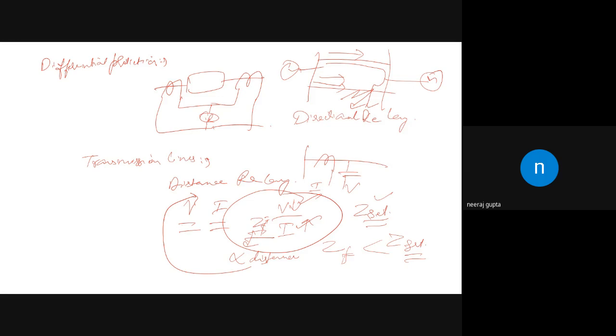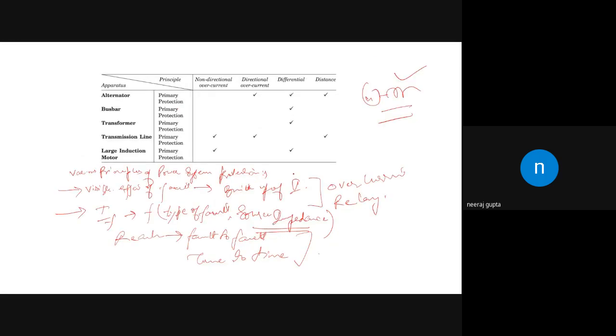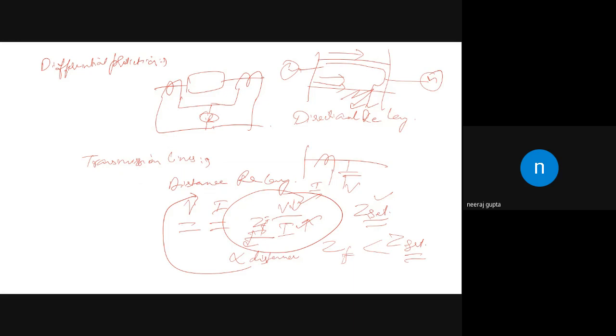So first, the visible effect of the fault current is the buildup of the current, so we have the overcurrent relay. But the overcurrent relay depends on the type of the fault and the source impedance. Source impedance keeps on changing, and the type of fault also. Sometimes we have a single line to ground fault, sometimes a three-phase fault. So the reach changes from time to time, and fault to fault. So one more protection system is the differential protection.